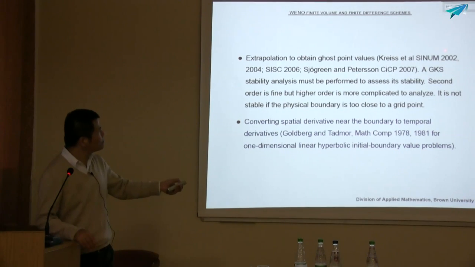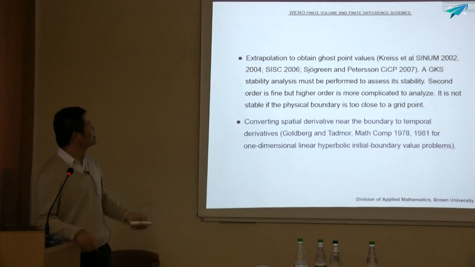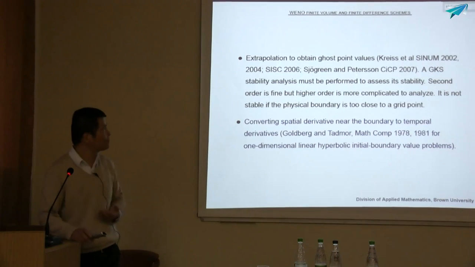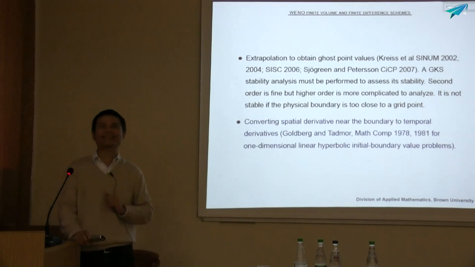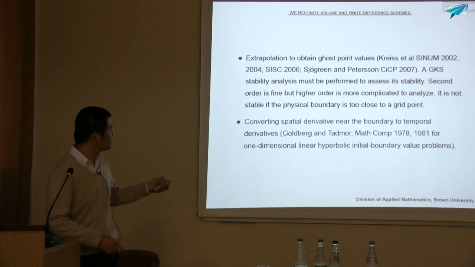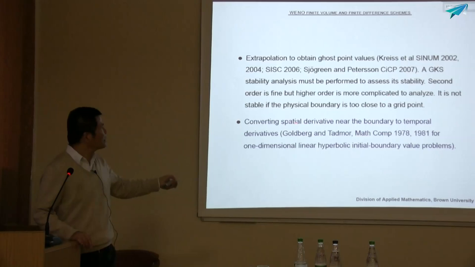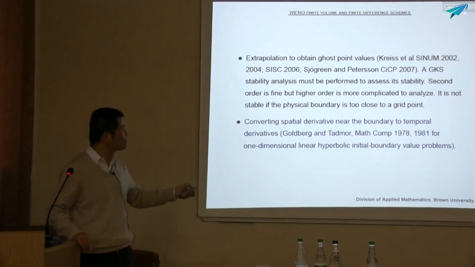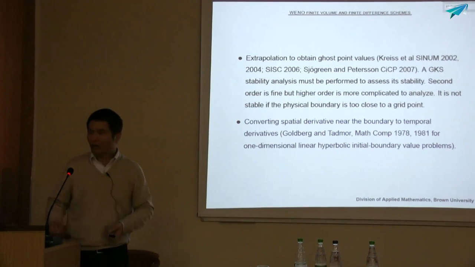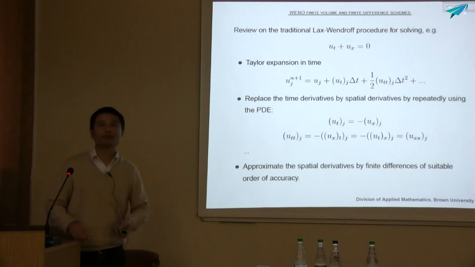This has been done by a series of papers by Kreiss and his school, for example all these papers. You can perform a GKS stability analysis. GKS stands for Gustafsson, Kreiss, and Sundström. Three people developed this stability analysis for initial boundary value problems. You can do this analysis, but this technique does not solve the problem of small cells. What we are going to do is an inverse Lax-Wendroff procedure, which I will try to explain.